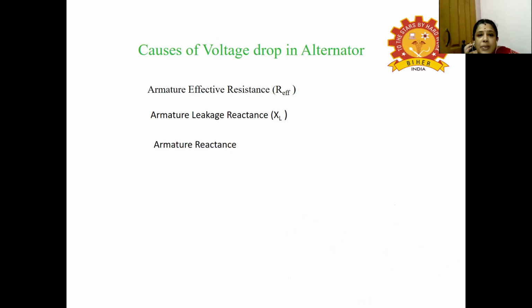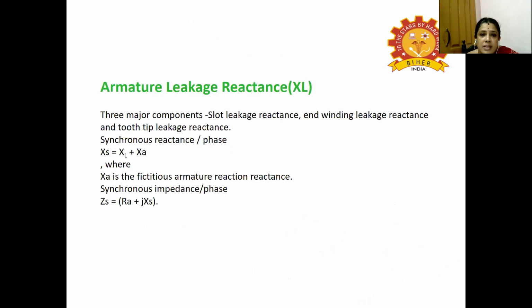Causes of voltage drop in alternators: armature effective resistance, armature leakage reactance, and armature reaction reactance. The armature leakage reactance is XL, with three major components: slot leakage reactance, end winding leakage reactance, and tooth tip leakage reactance. Synchronous reactance per phase: XS is equal to XL plus XA, where XA is the armature reaction reactance. Synchronous impedance ZS is equal to RA plus j XS.